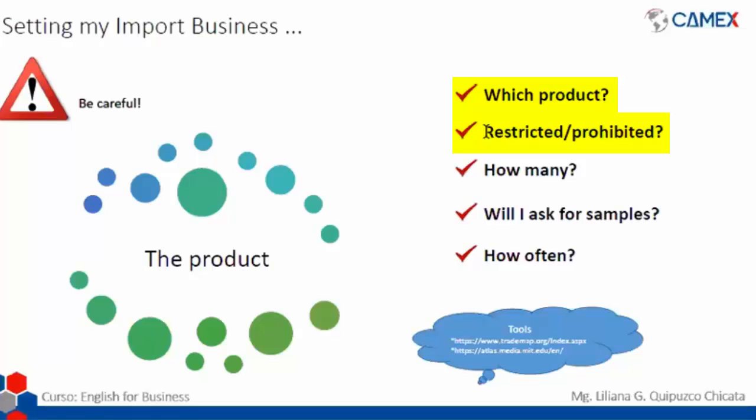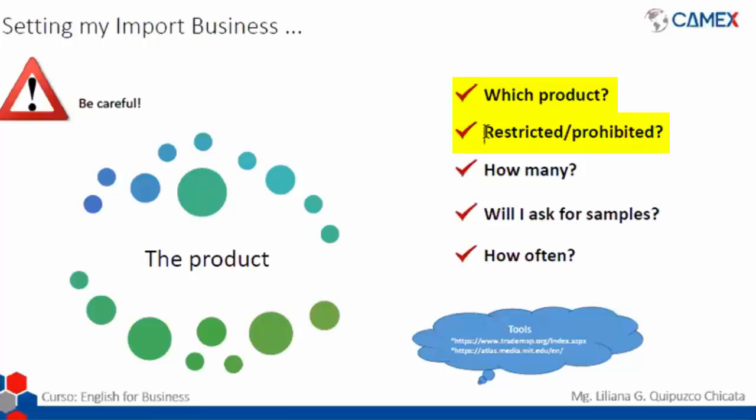But if we're going to sell and we're going to import more units of these cell phones, we will have to do this. On the other hand, if you are talking about prohibited products, we will be talking about some chemicals, and also some medicine. So we have to be very careful, and after I choose which product I'm going to import, I have to check if it is restricted or prohibited.